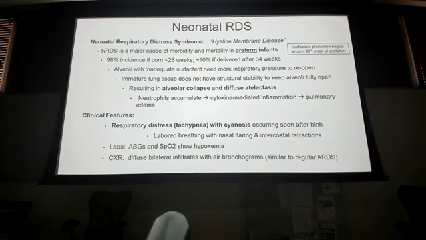ABGs and SpO2 show hypoxemia. So what would be hypoxemia on an ABG? Would it be the SaO2 or the PaO2? PaO2 less than 60 for our diagnosis is hypoxemia. And then diffuse bilateral infiltrates with air bronchograms, just like ours, right? It's a very similar concept, except the underlying etiology for this is just prematurity, right? So they're born too early, their lungs haven't completely developed, so they're not creating that alveoli, and the alveoli aren't very strong, so they're collapsing very easily.